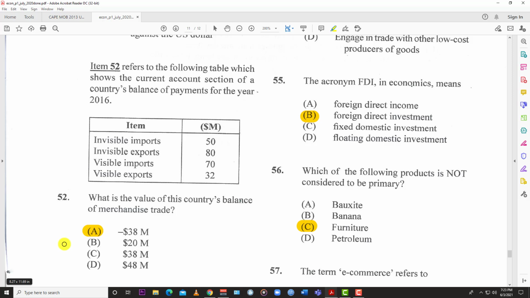And so, of course, we know this one already. We have done it many times before. And so the answer here is minus 38 mil. Now, how did we get the minus 38 mil? You don't even take on the invisible stuff, because invisible stuff is like services and things like that. So you're looking at the visible stuff. And so it's exports minus imports. The export is 32, import is 70. You do the maths and you get negative 38. So you minus the 32 from the 70 and you get negative 38.